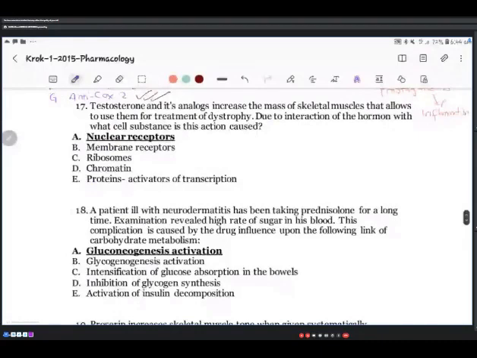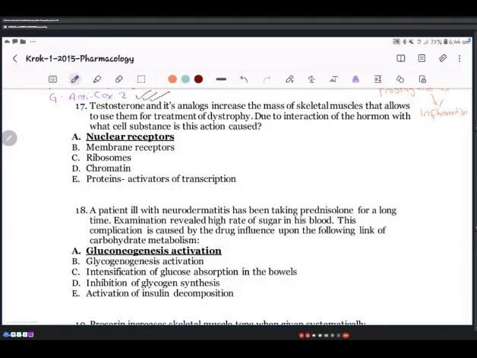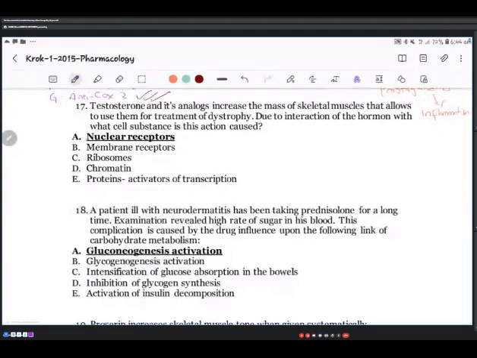Question 17. Testosterone and its analogs increase the mass of skeletal muscle, which allows using them for treatment of dystrophy. Due to interaction of the hormone with what cell substance is this action caused?